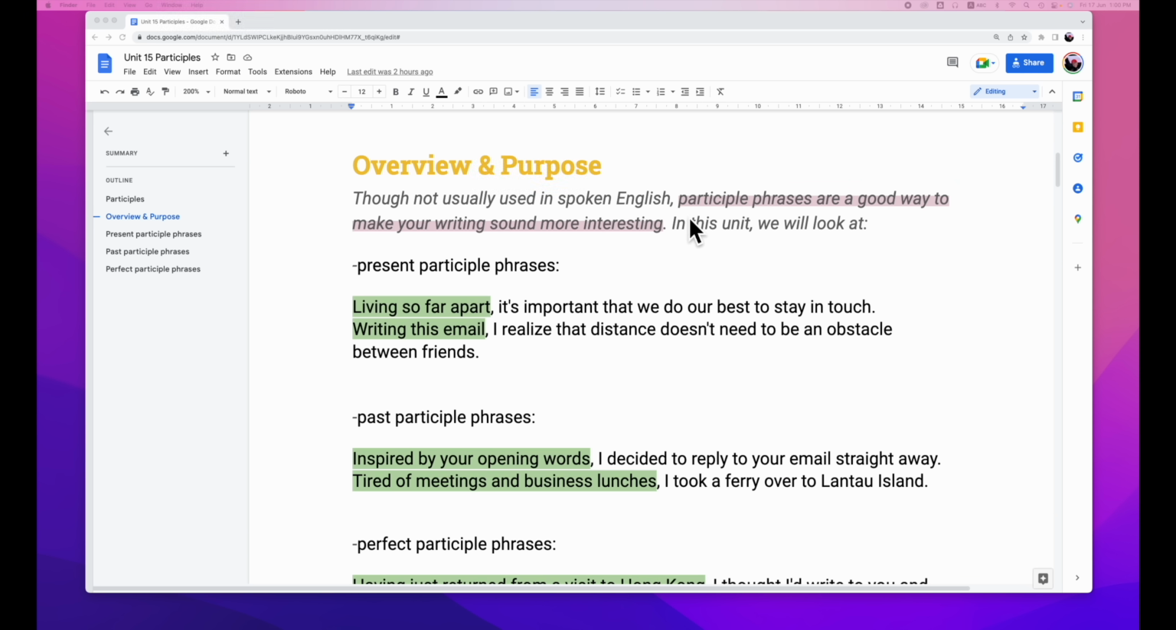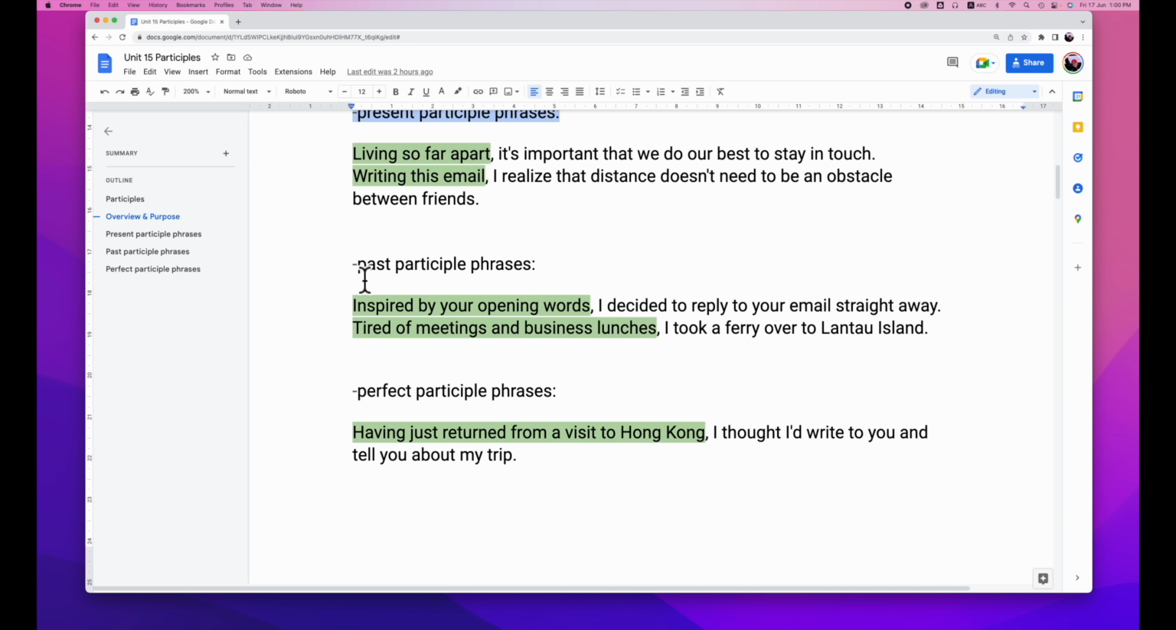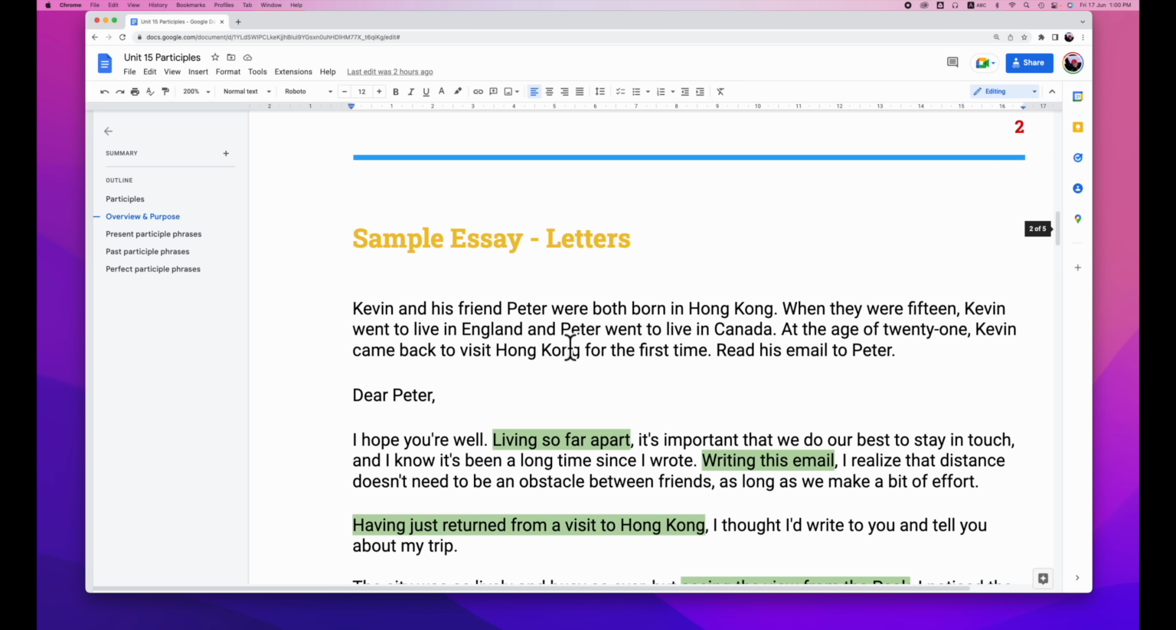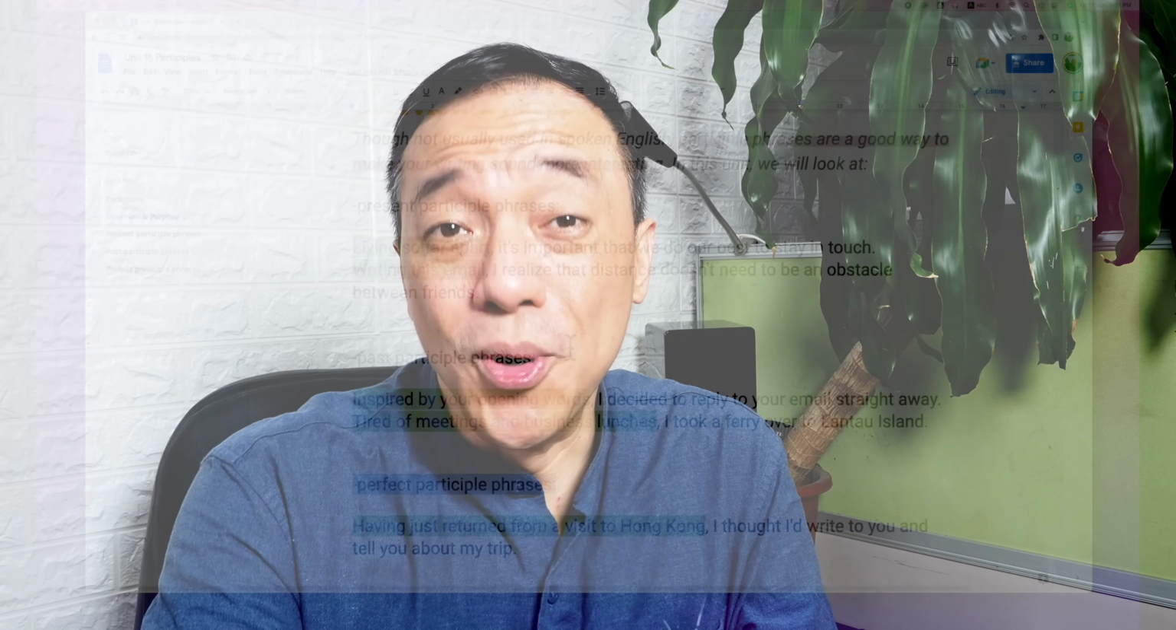Participles, participial phrases are very good to make your writing sound more interesting. So, in this topic, we're gonna cover three areas: present participle phrases, past participle phrases, and perfect participle phrases. And today we're gonna have another sample essay, and we are going to take a look at what is actually included. So, the first one we're gonna take a look at is present participial phrases.